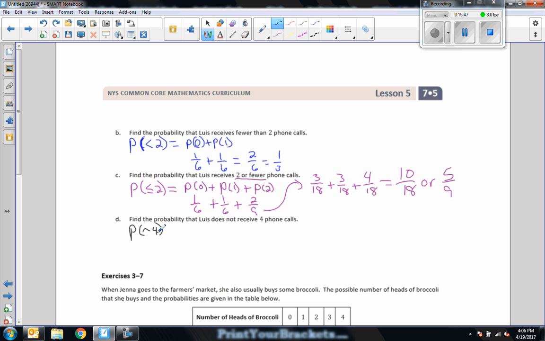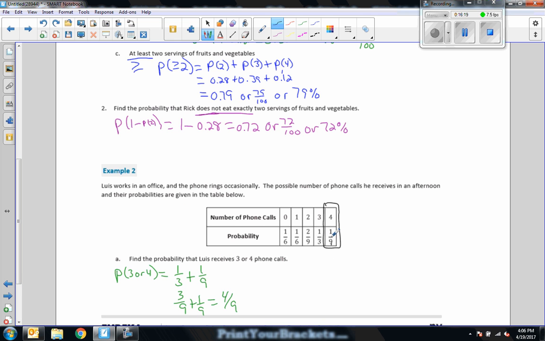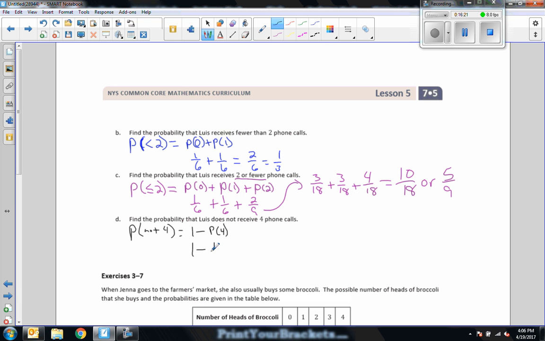Actually, let's not introduce that yet. Let's just do this. The probability of not 4 equals 1 minus the probability of 4. So 1 minus, and then I go back and look, oops, wrong way, try that again. The probability of 4 was 1/9, so it's going to be 1 minus 1/9, or 9/9 minus 1/9 equals 8/9.